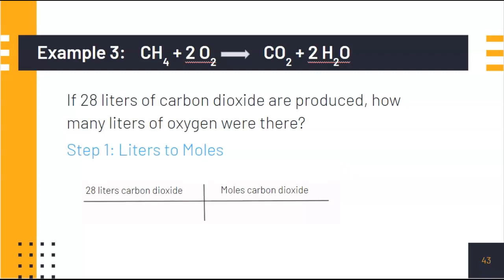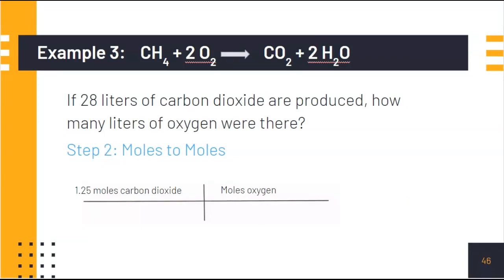Let's set up our chart. We're going to start with our 28 liters of carbon dioxide because that's what it tells us. I'm going to need to get this to moles before I can do anything else. So that's what I'm going to do first. I have to get my liters of carbon dioxide to moles of carbon dioxide. And so what's my only liters number that I know? 22.4. Okay, so I'm going to do some division there, right? 28 times 1 divided by 22.4, and that gives me 1.25 moles of carbon dioxide. Great. Save that answer because we're going to use that in step 2.